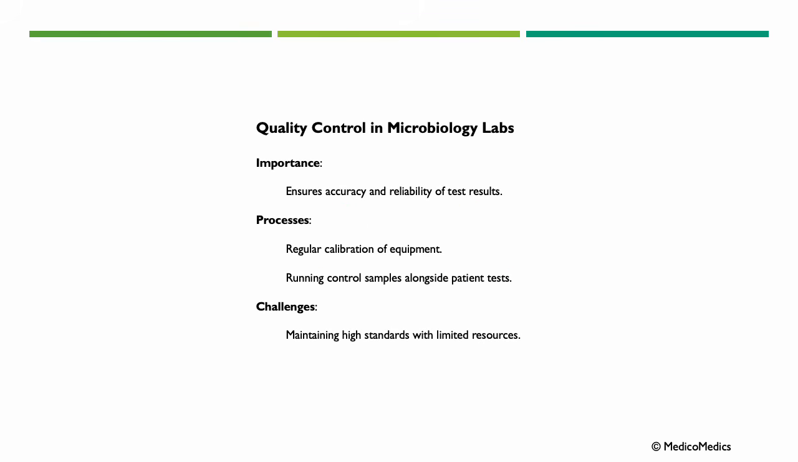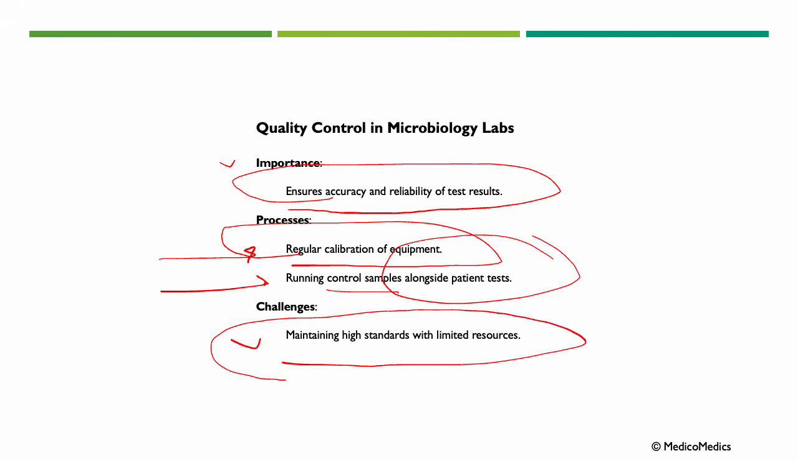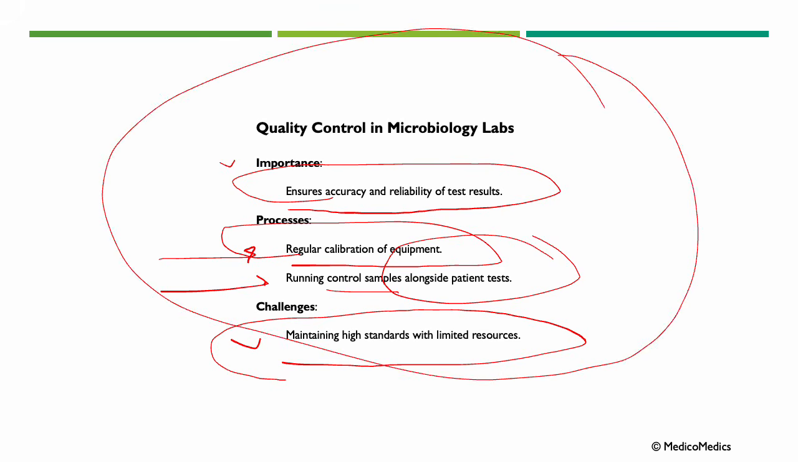Now, quality control in microbiology labs. So the importance is to ensure accuracy and reliability of test results. Processes are regular calibration for equipment, running control samples alongside patient tests. Challenges include maintaining high standards with limited resources. So quality control ensures lab tests are accurate, like double checking every step in a recipe to make sure the final dish is perfect. Don't you just love these metaphors?